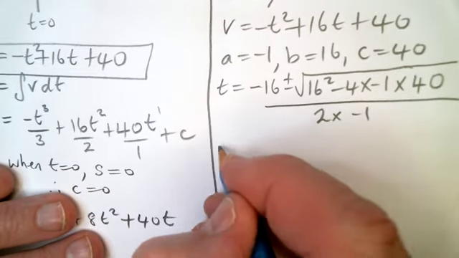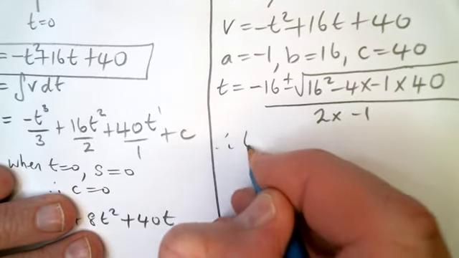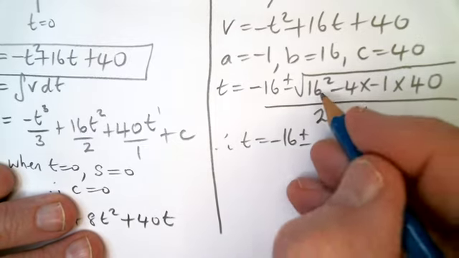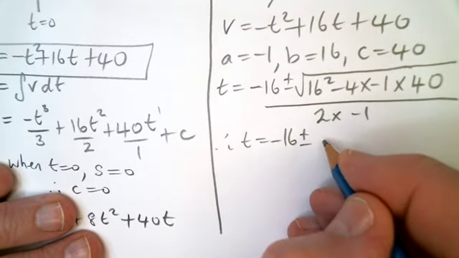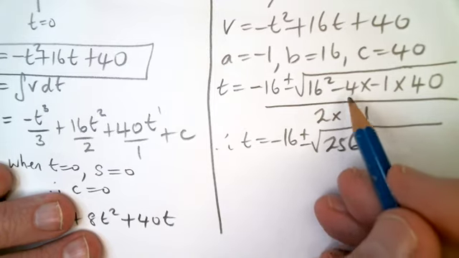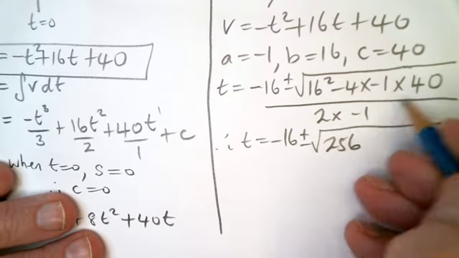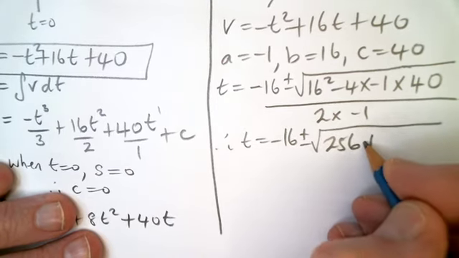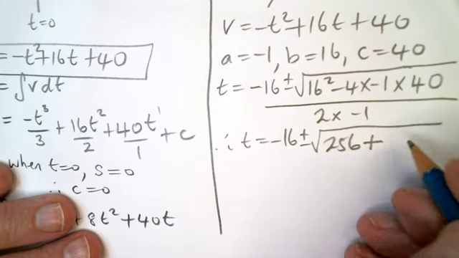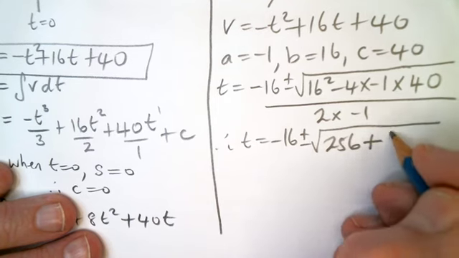So therefore, let's do one more line of working. Therefore, t is equal to negative 16 plus or minus, I'm going to paraphrase this, we've got 16 squared, which is going to be square root of 256. And 4 40s are minus, that's going to be plus, what is it going to be? Plus 160, sorry.